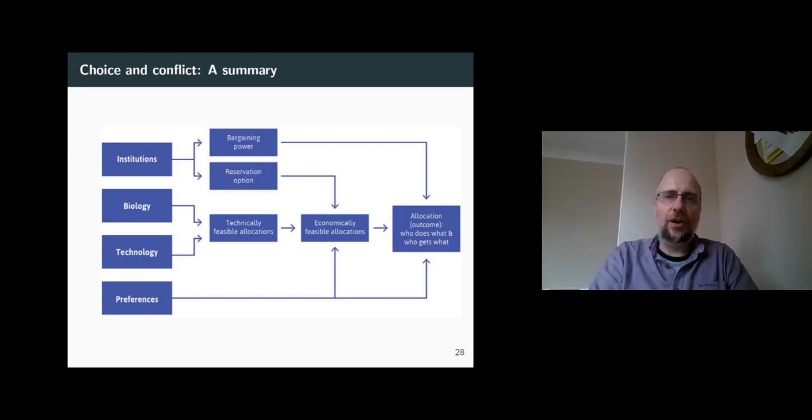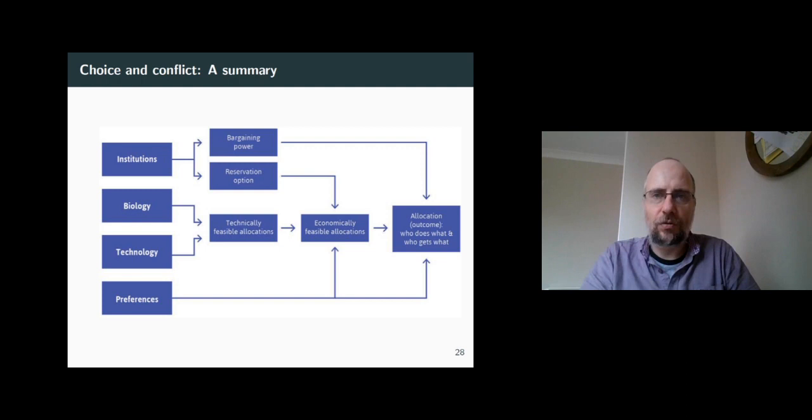We've also seen that biology and technology play a crucial role in the model. We have so far thought that whatever is technically possible is also physically possible. But when humans are involved, there are also physical, biological constraints that limit the set of technically feasible allocations. It is this technically feasible set that becomes a battleground for distribution and redistribution of the rents from economic interactions.